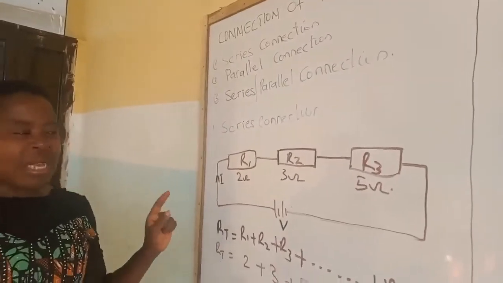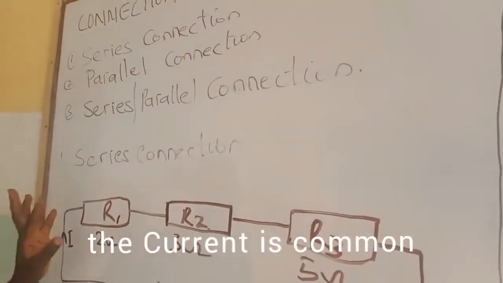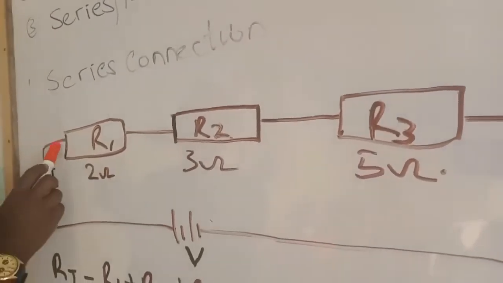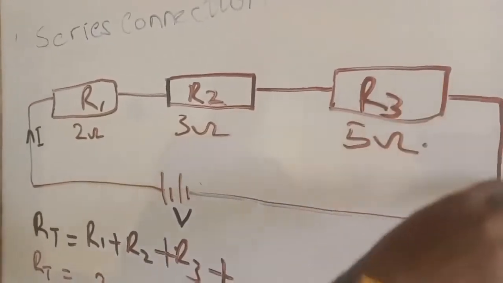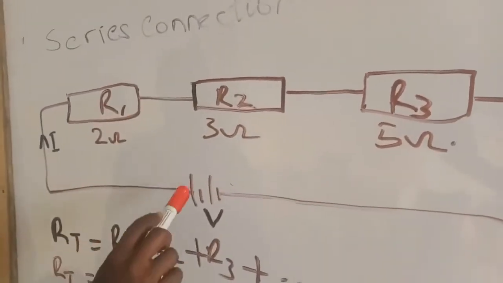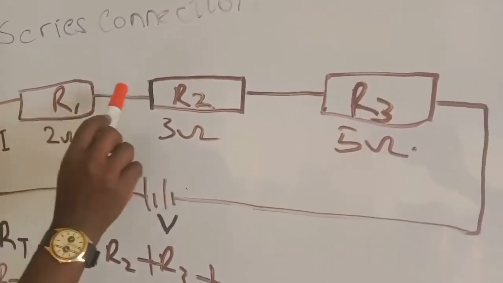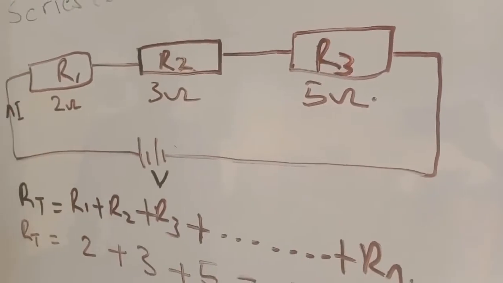There is something important that we need to know. In a series circuit, the current is common. What do we mean by the current is common? When this current is flowing, it's like a chain. As you can see, the current flows through here from R1 to R2 to R3, and the circuit continues like that. The arrow is showing that, going until the circuit is complete.